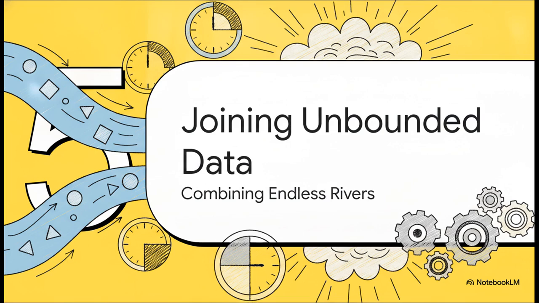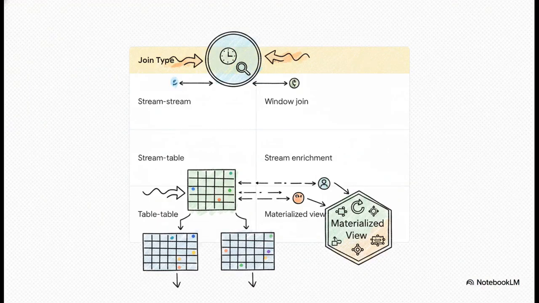Which brings us to part 5, joining unbounded data. So once we have our streams and we've set up our time windows, how do we combine these endless rivers of data together without completely running out of memory? Well, we use 3 primary types of joins. First up is the stream-stream join, also known as a window join. This is perfect for finding related events across different streams, like matching a user's search query with their subsequent click on a result, as long as it happens within, say, a 30-minute window.